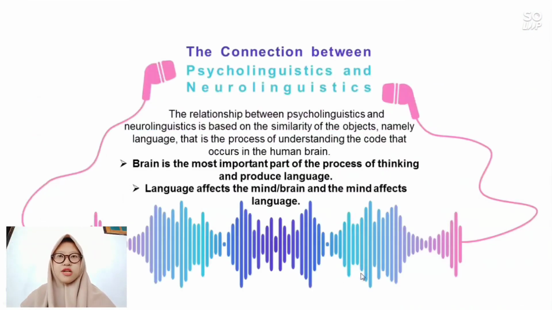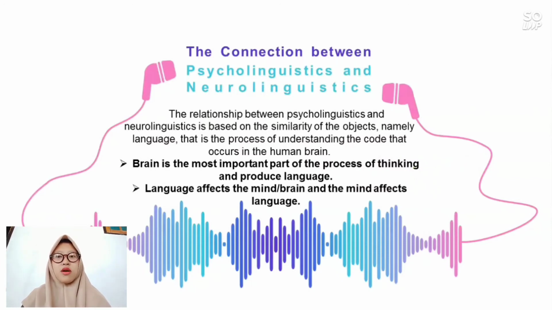Okay, next is the connection between psycholinguistics and neurolinguistics. Basically, psycholinguistics and neurolinguistics have the same object, which is language. Language needs the brain to process words into spoken or written language, and also to understand the meaning of spoken or written language itself. Of course, the brain is needed, because the brain is the most important part of the process of thinking and producing language. Without the brain, how can we use all the senses we have, right?